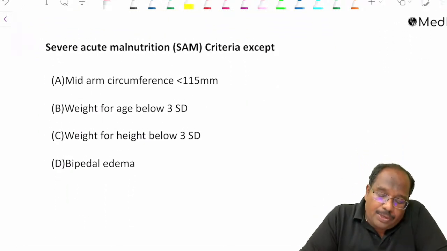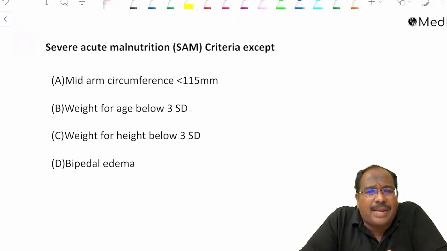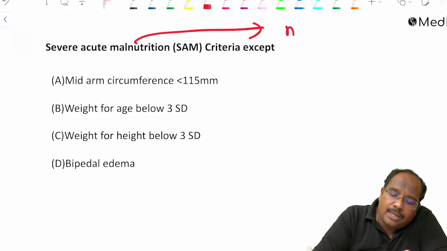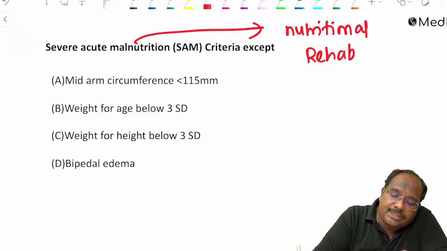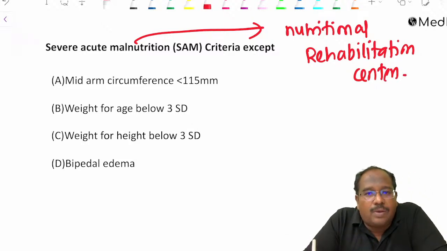Severe acute malnutrition, SAM criteria. ये SAM criteria क्या है? Severe acute malnutrition. आप एक SAM case देख रहे हैं, तो you have to refer the case to nutritional rehabilitation centers. Okay, so SAM child का criteria क्या है?